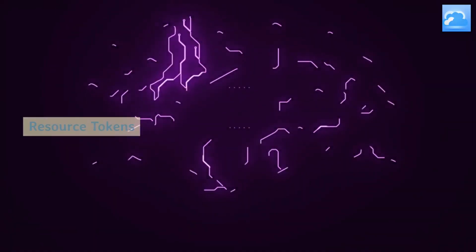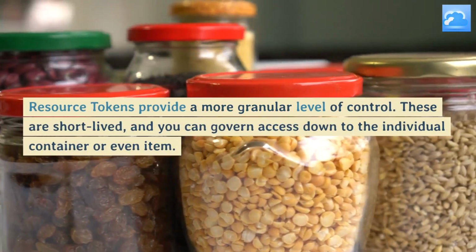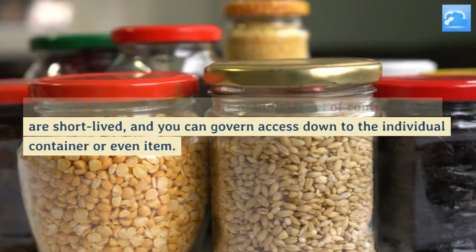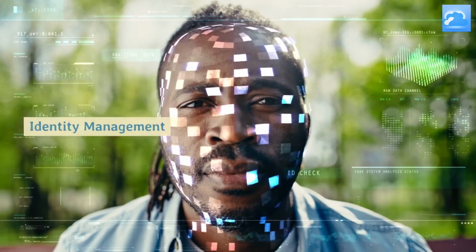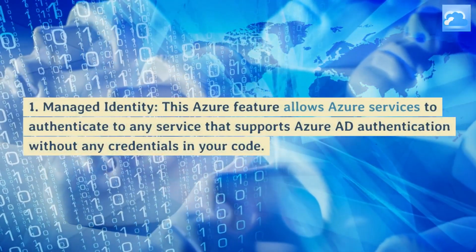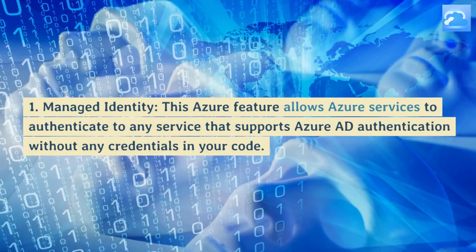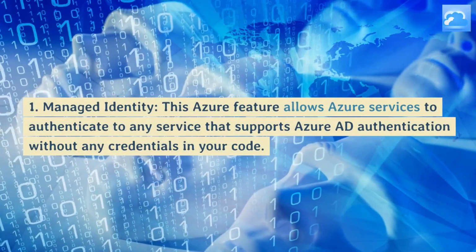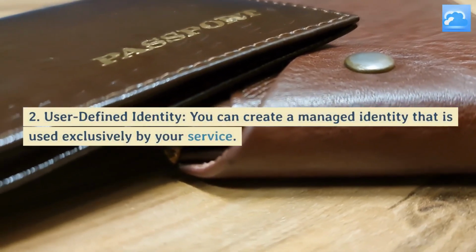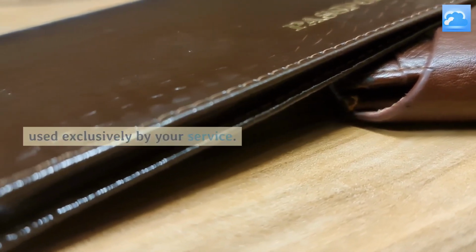Resource tokens. Resource tokens provide a more granular level of control. These are short-lived, and you can govern access down to the individual container or even item. Identity management. 1. Managed identity. This Azure feature allows Azure services to authenticate to any service that supports Azure AD authentication without any credentials in your code. 2. User-defined identity. You can create a managed identity that is used exclusively by your service.